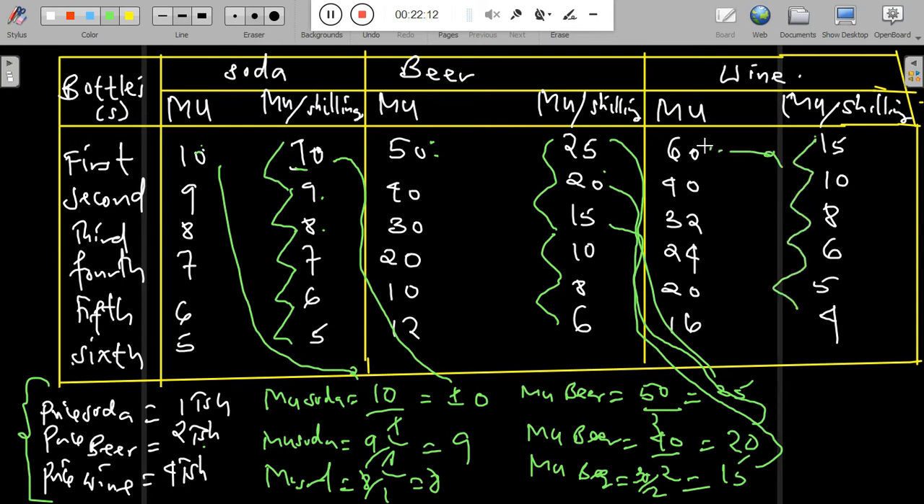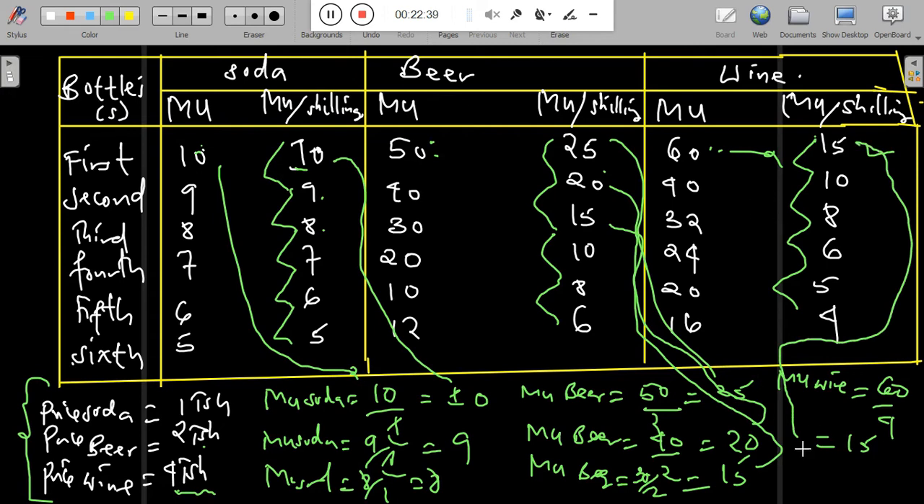When it comes to wine, we use the same procedure. We take the marginal utility of wine, that is 60, then divide by its price, that is 4 Tanzanian shillings. The answer is 15. The same applies to the second bottle of wine: we take 40 divided by 4, which is equal to 10, as you observe. So we do the same procedure up to the last bottle of wine, for all the beverages provided for Mr. Vijaya.